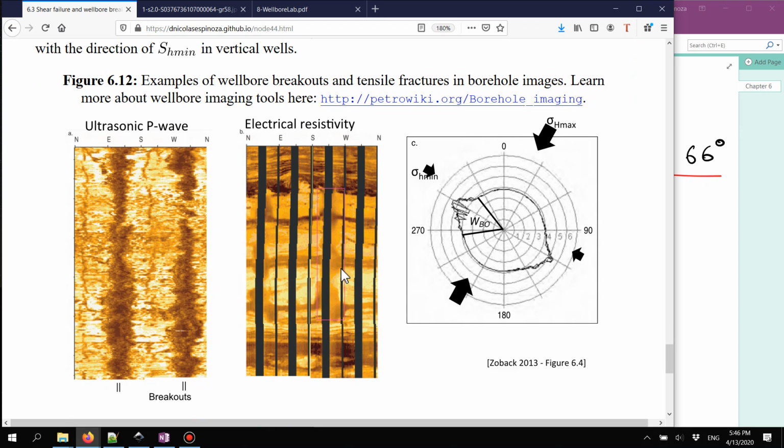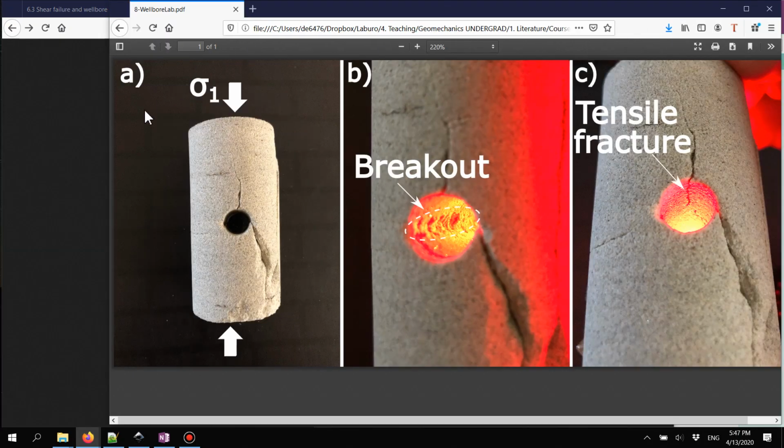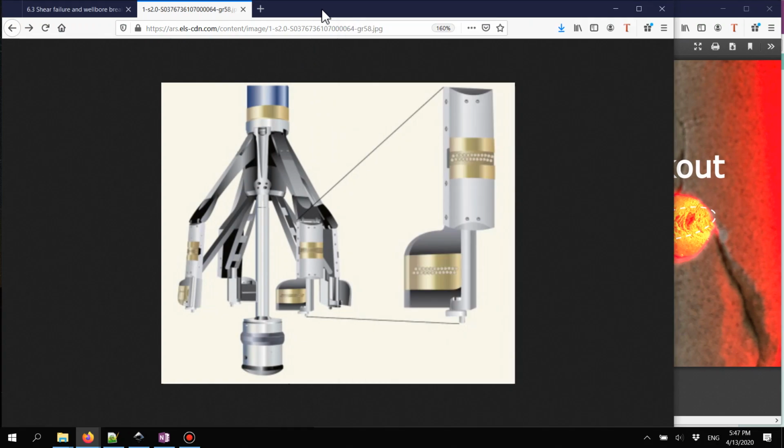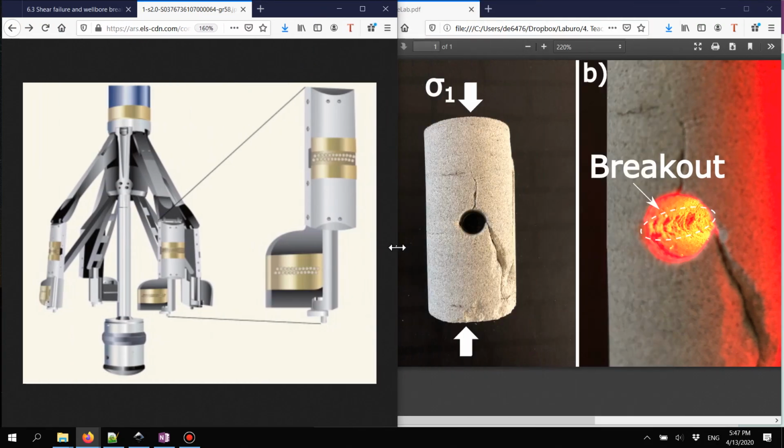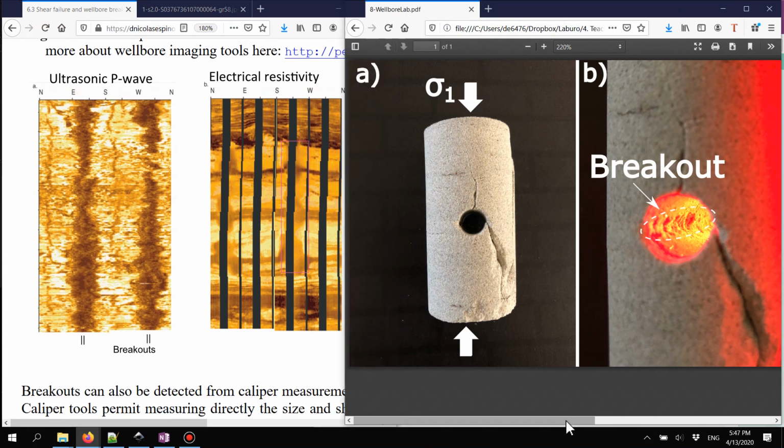Those tools can use either ultrasonic waves, like in this case, or electrical resistivity. And basically what you do is you measure all around the wellbore. Imagine that we have, in this case, this is our wellbore. All around the wellbore, well, let me do it actually with my other example. Let me take this out of here. And here we have a wellbore image, okay? And this is our wellbore.